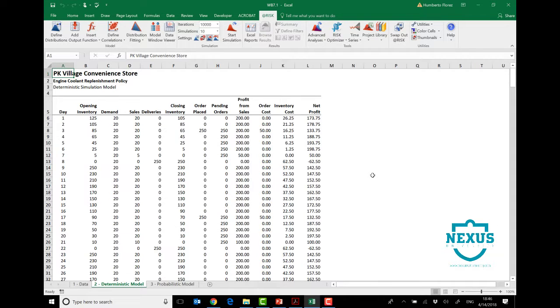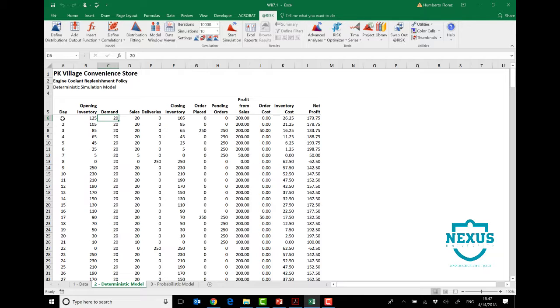In the second tab, we have the deterministic model. And by deterministic, we mean that the demand used every single day of the year is 20 units. We know that demand varies according to a normal distribution, and we will consider that as we move into the probabilistic model. The purpose of doing this is to allow us to build the logic of the model and move on to the probabilistic model later, once we are able to test the logic of this one.